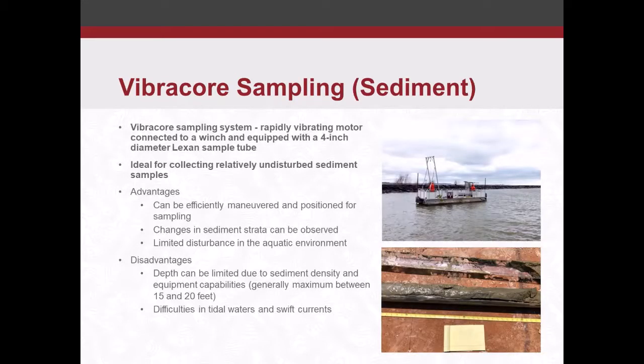Vibrocore sampling, this is what we use for sediment sampling often. Using a motorized piece of equipment that basically vibrates your sampling core right down into the sediment material. Allows you to get a good, relatively undisturbed sediment sampling.